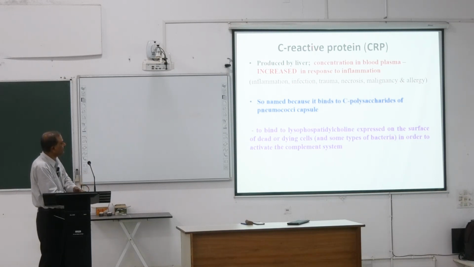It is so named because it was originally found to bind to the C polysaccharide of pneumococcus. Just write down this thing. What does the C-reactive protein do? It binds to the lysophosphatidylcholine or some type of bacteria in order to activate the complement system. And that is the function of C-reactive protein.